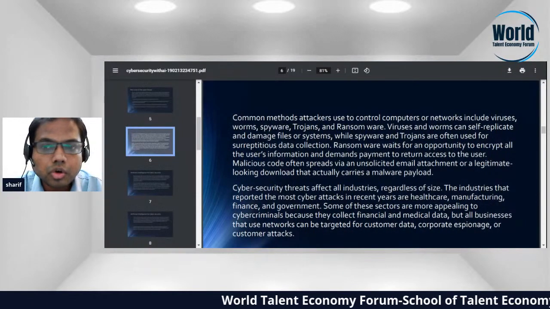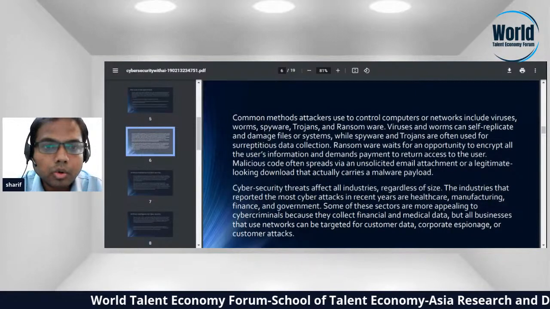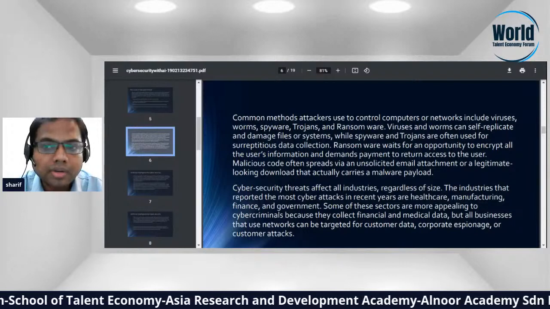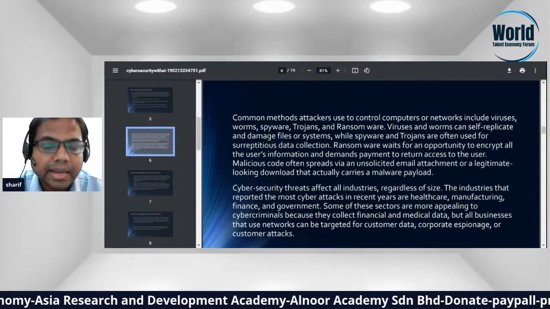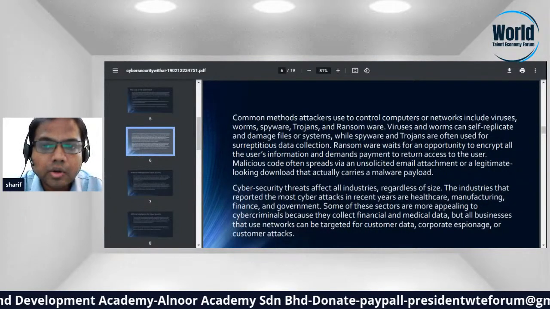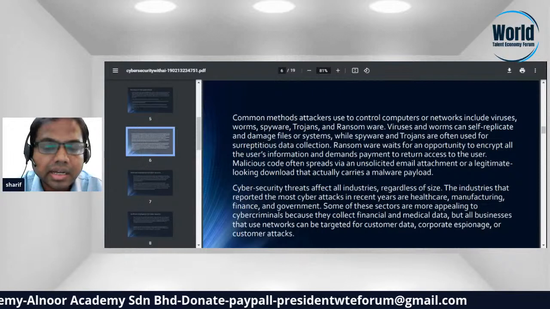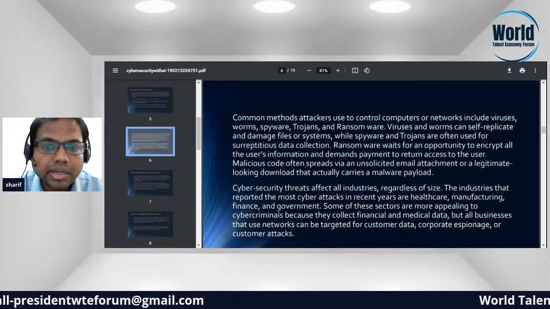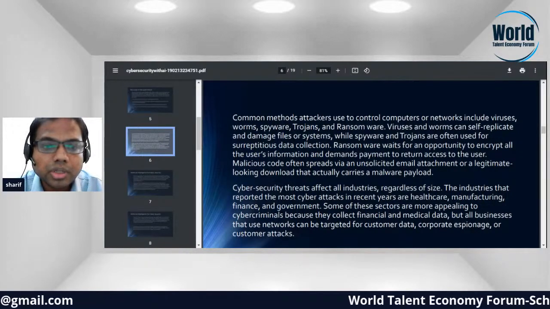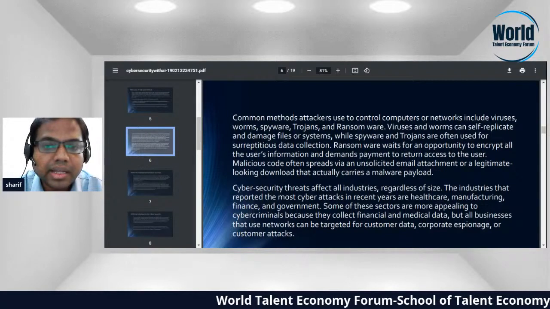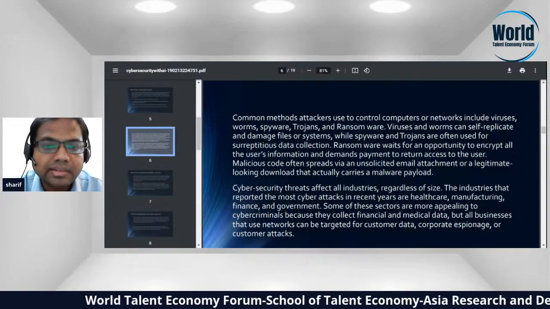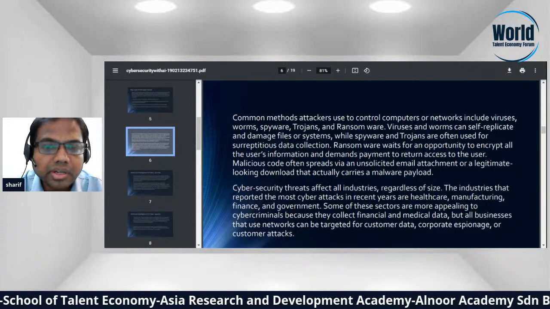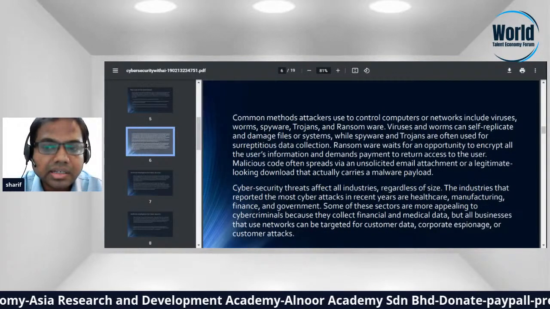Common methods used to attack a computer or network include viruses, worms, spyware, trojans, and ransomware. Viruses and worms can self-replicate and damage files or systems, while spyware and trojans are often used for surreptitious data collection. Ransomware waits for an opportunity to encrypt all of a user's information and demands payment to return access to the user. Malicious code often spreads via an unsolicited email attachment or a legitimate-looking download, the actual carrier of a malware payload.